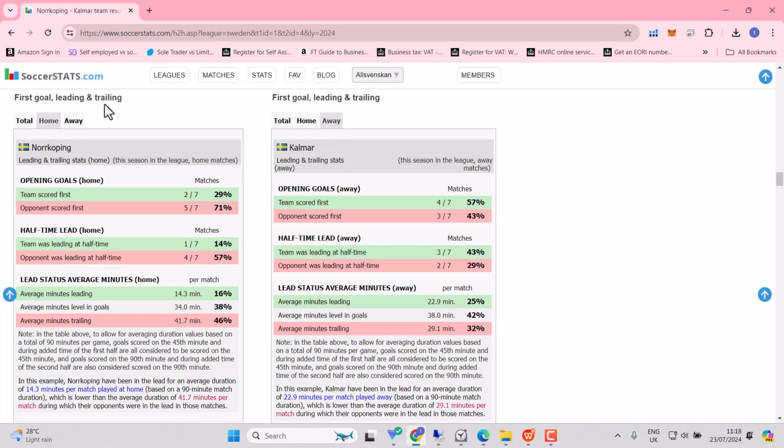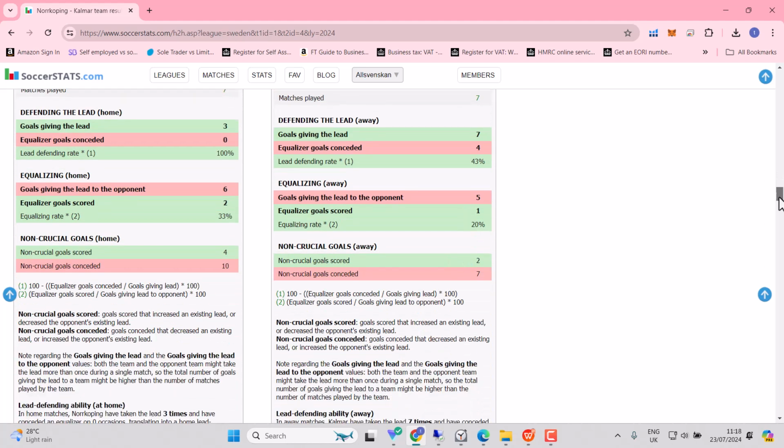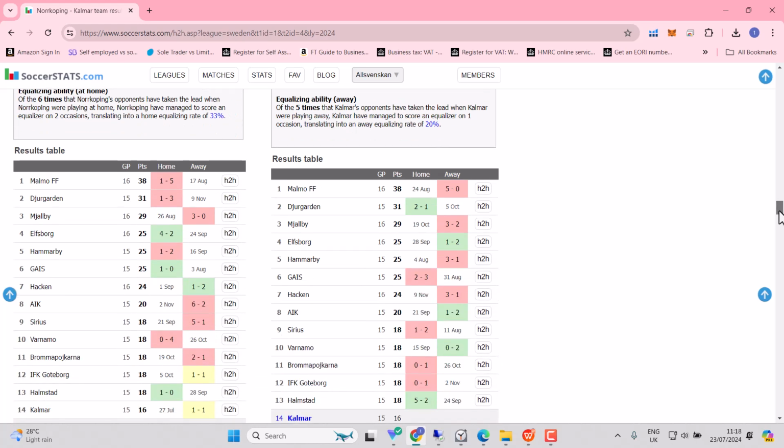This is the first goal leading and trailing. I just like to look at this because it can suggest if they concede first and they don't lose, that might be a good trading angle for us. Leading at half-time as well is another possible angle there. I don't use this particular set of stats, but do have a look in your own time.